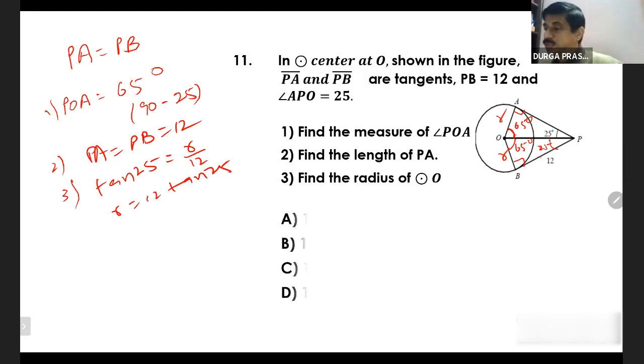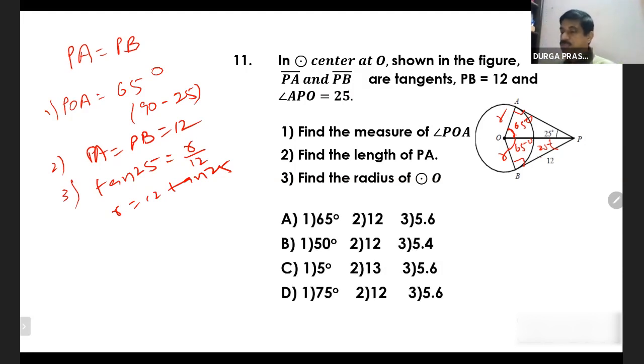So let us look at this. 65 degrees is only one option. So I don't need to find out the other two also. So option A is the answer.